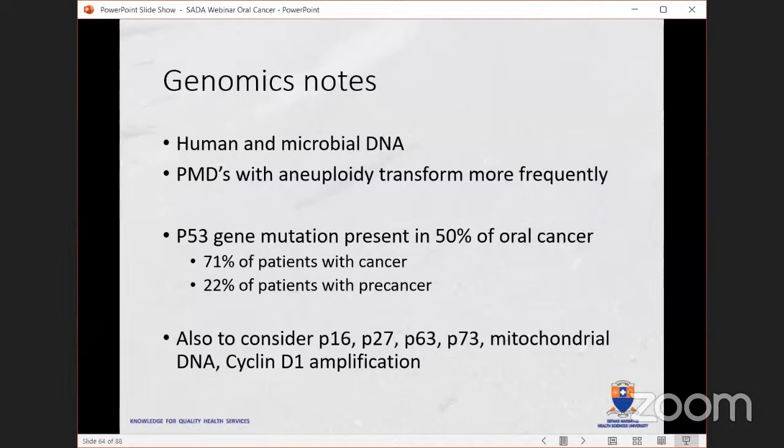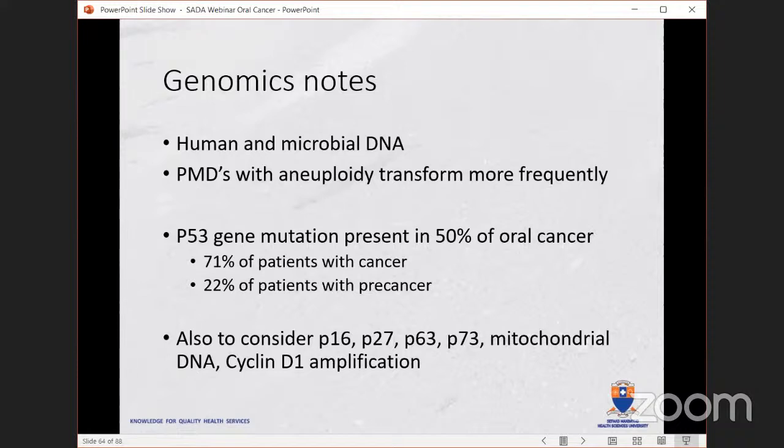The genomic content in saliva includes human and microbial DNA. Both the quality and the quantity of the salivary DNA are quite satisfactory, and it is sufficient for sequencing assortments and for polymerase chain reaction assays, PCRs. And it indicates that the value of salivary DNA is analogous to that of blood. Many studies have found that premalignant lesions with aneuploidy transform into malignancy more frequently than those lesions containing normal DNA, irrespective of whether there's epithelial dysplasia graded into histopathological observations.